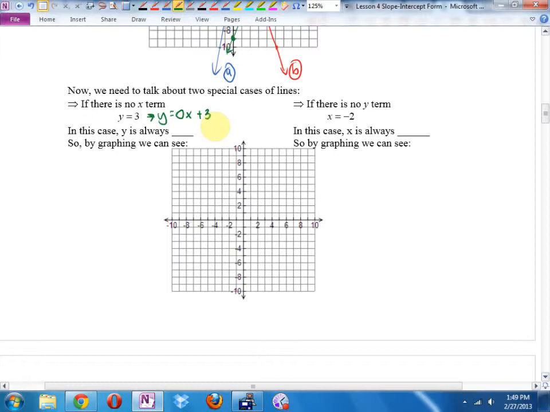What's the y-intercept? Can you see it? 3. What's the slope? What's the number in front of the x? 0. What does a slope of 0 look like? Did you hear him? The line y equals 3 is a horizontal line. How high? 3 high. It has a y-intercept of 3 and a slope of 0. Does that make sense? Ties into actually what we've already done. It would look like this.